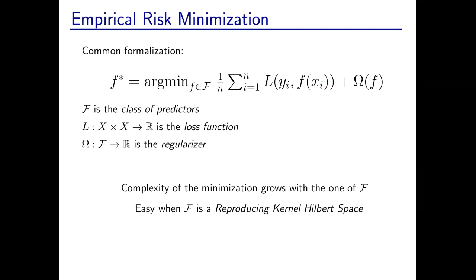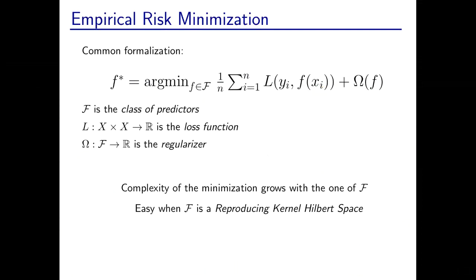Now, the main motivation behind kernel methods is the following fact. Of course, it's kind of obvious that if your function space is too big, then the minimization is going to be very hard because you will have a lot of functions to search in. Whereas things become easier if F is a so-called reproducing kernel Hilbert space. So let's see how it looks.